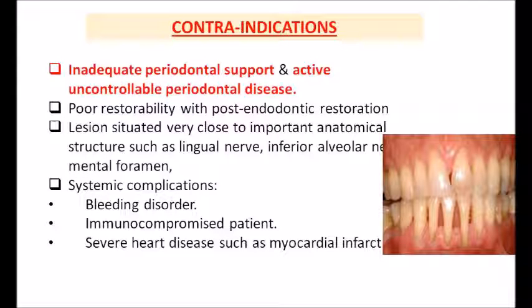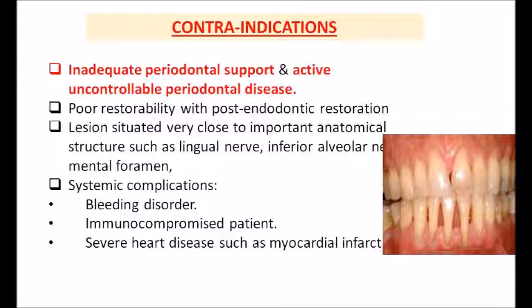Apart from indications, there are certain contraindications where we are not supposed to proceed with endodontic surgery. The main contraindication is inadequate periodontal support and active uncontrollable periodontal disease. In cases where periodontal support is not there and where there is active uncontrollable periodontal disease, it is an absolute contraindication for the surgery.